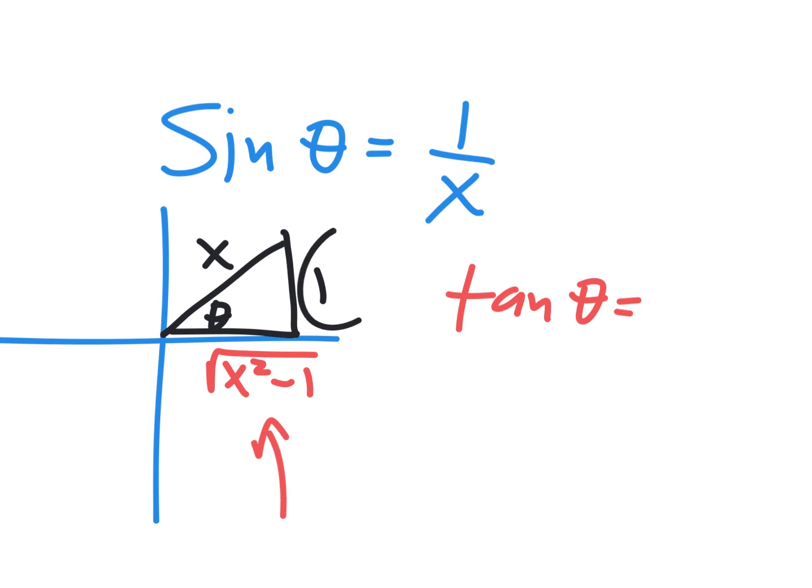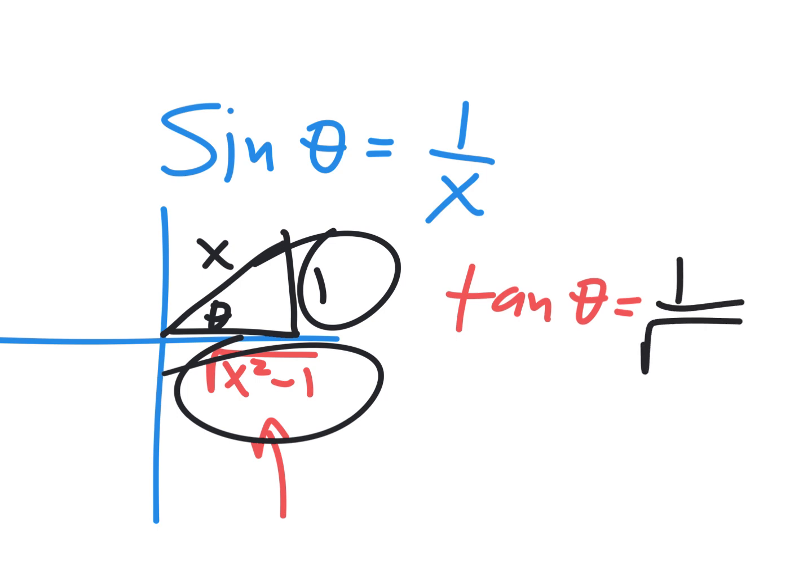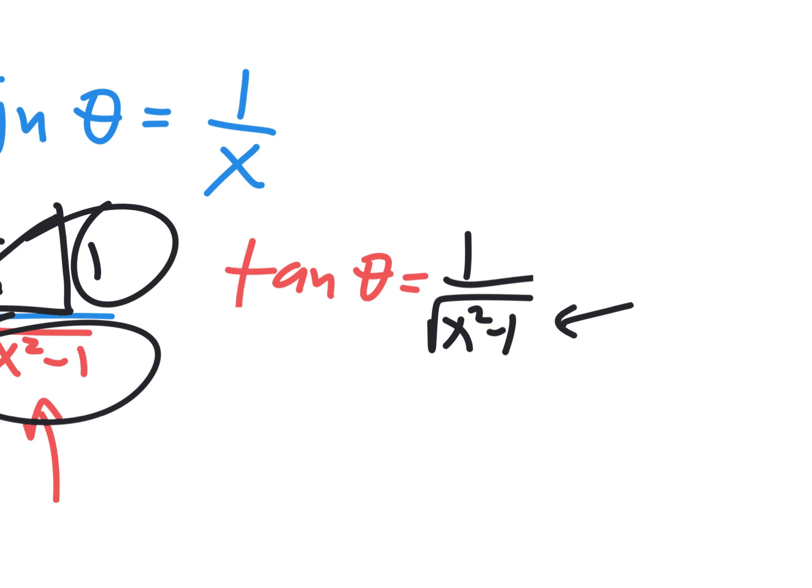TOA, opposite over adjacent, 1 over square root of x squared minus 1. And don't try to simplify these. For those that still think the answer is x plus 1 or x minus 1, it's not. I can just prove it to you.